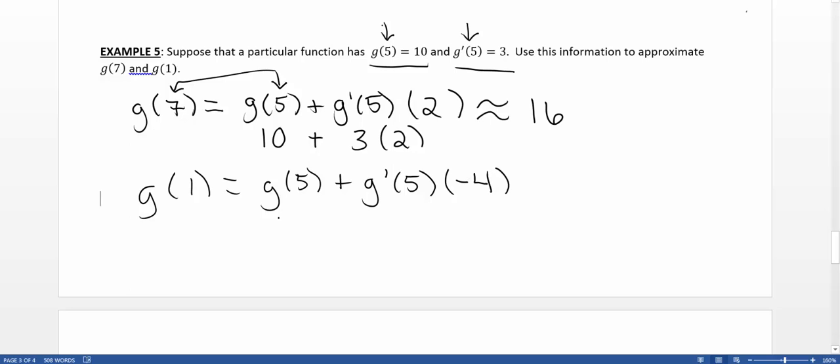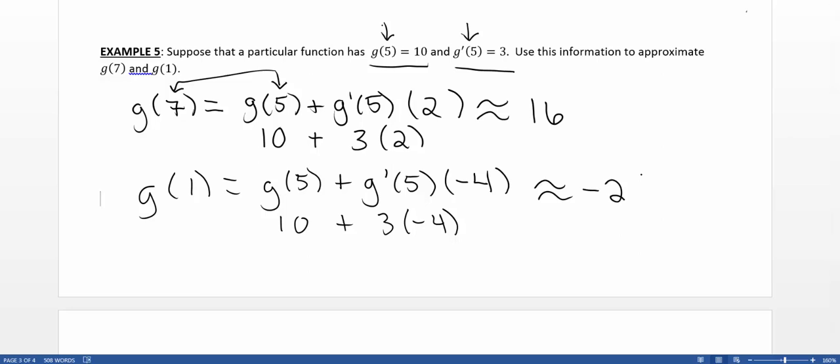So again, we plug in our values. And again, we're going to do the multiplication part first. 3 times 4 is negative 12. And negative 12 plus 10 is going to give me negative 2. So my approximation for the value of this function at 1 is negative 2.